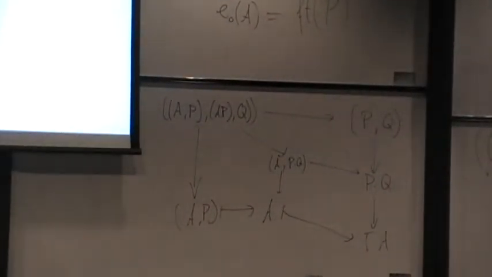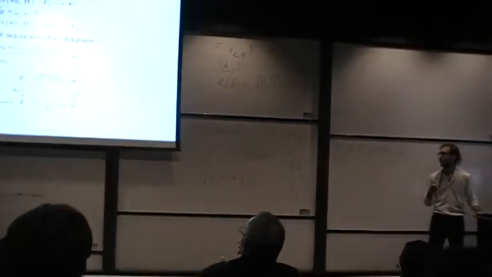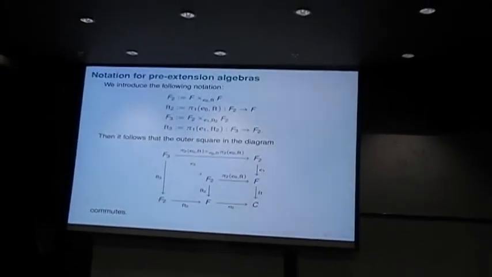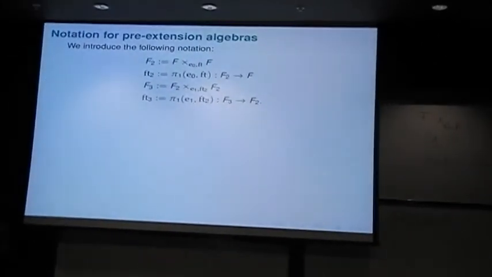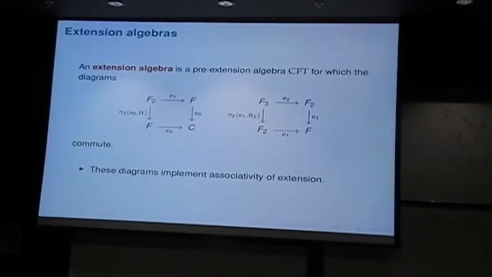There are going to be a lot of these sorts of diagrams in this talk, because you need to express things in categories with finite limits. So E2 is going to be that unique morphism. Then an extension algebra to express the associativity.